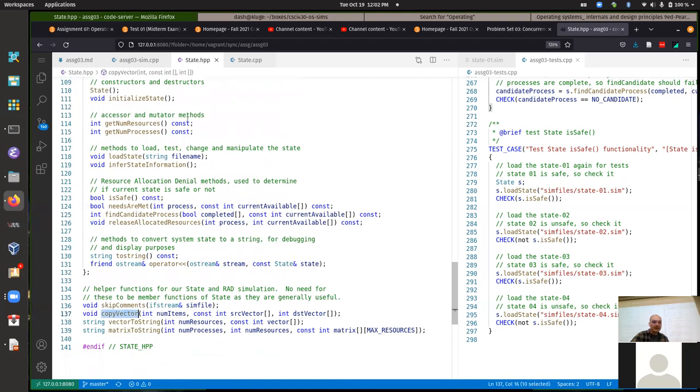Actually, it's not a member function. It's just a regular function. It's a copy vector. If you give it two arrays, basically, we're copying values from the source to the destination. Or you can just write the loop yourself. Either way, we need to have a local variable that has the current available resources.